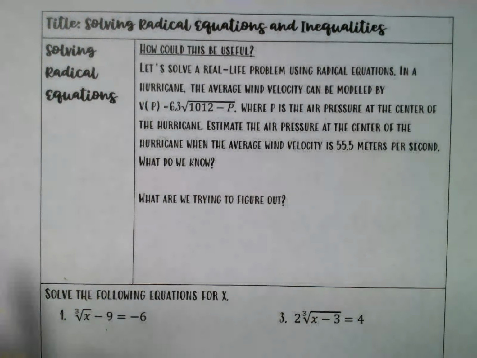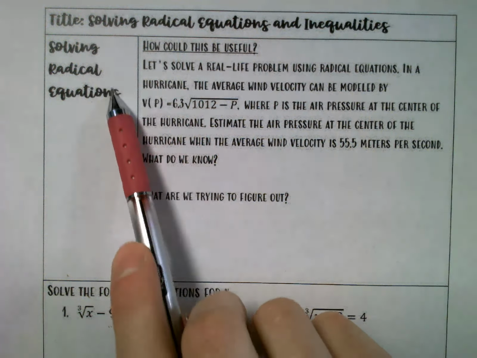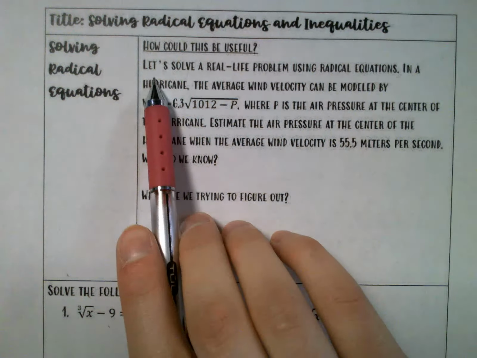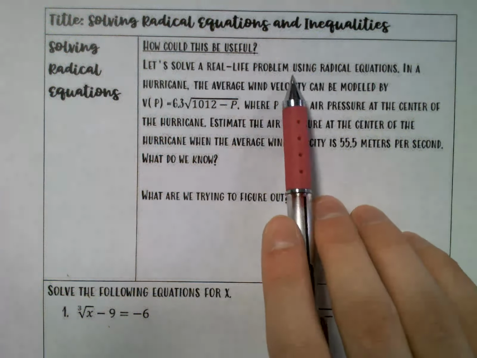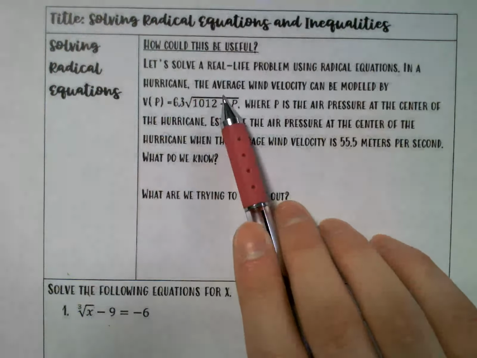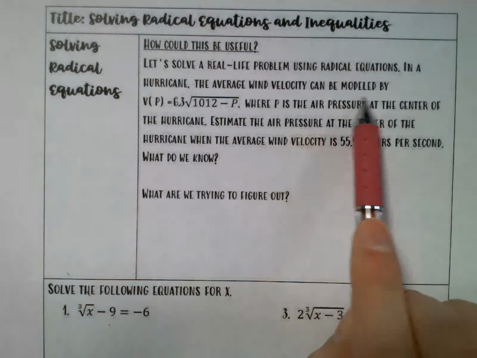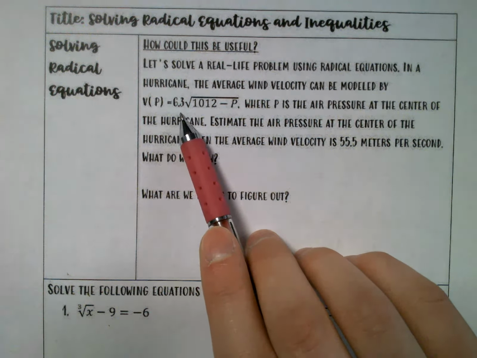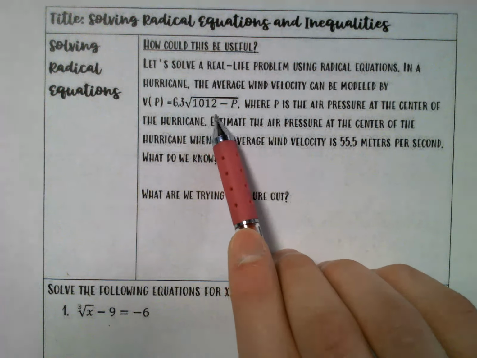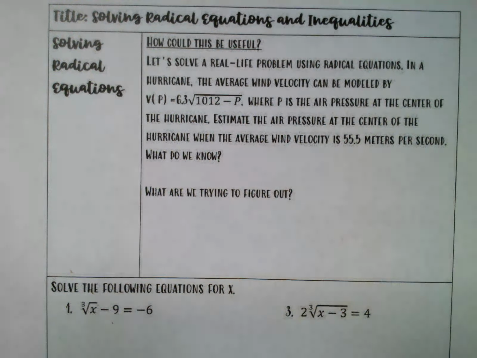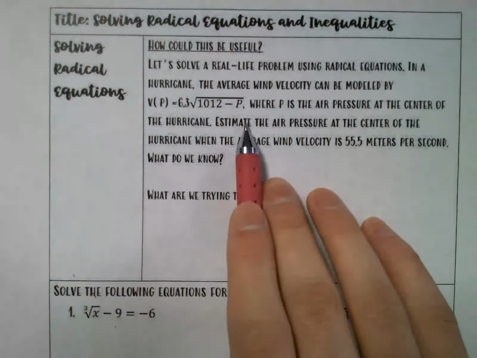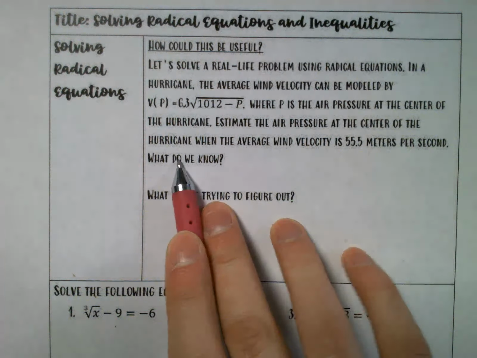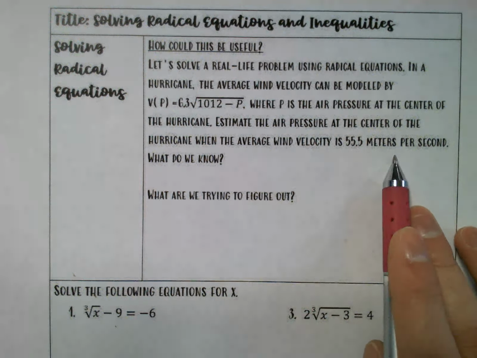Now, we've talked about solving radicals, but we really haven't talked about where this applies. So how can this be useful? Solving radicals and inequalities, you can use in real life problems when using radical equations. In a hurricane, the average wind velocity can be modeled by V of P equals 6.3 square root of 1012 minus P, where P is the air pressure at the center of the hurricane. Estimate the air pressure at the center of the hurricane when the average wind velocity is 55.5 meters per second.